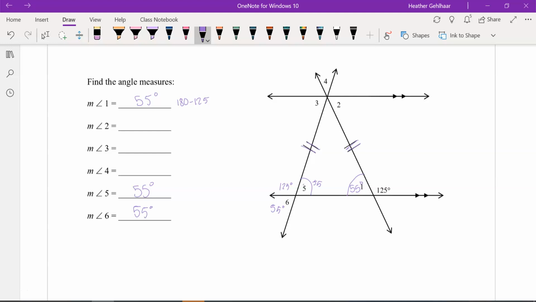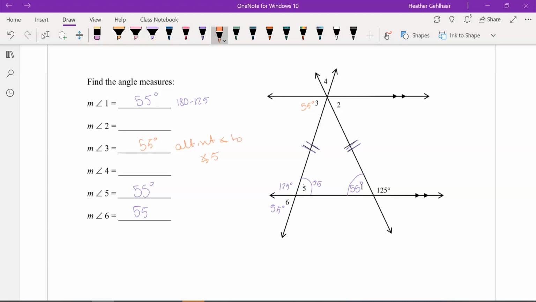Now, a couple things that we can do, let's see here. We know that these two lines are parallel. And if I go ahead and highlight this line here and kind of disregard everything else, I know that this angle here and this angle are alternate interior angles. So then I can go ahead and say that angle 3 is 55 degrees, because they're alternate interior angles to angle 5.